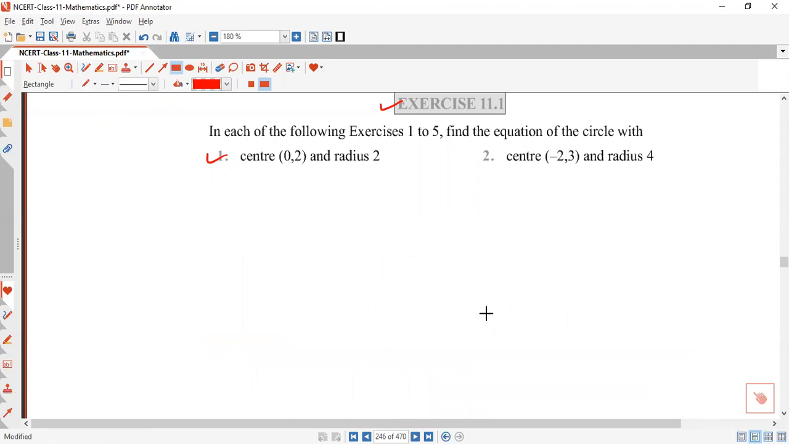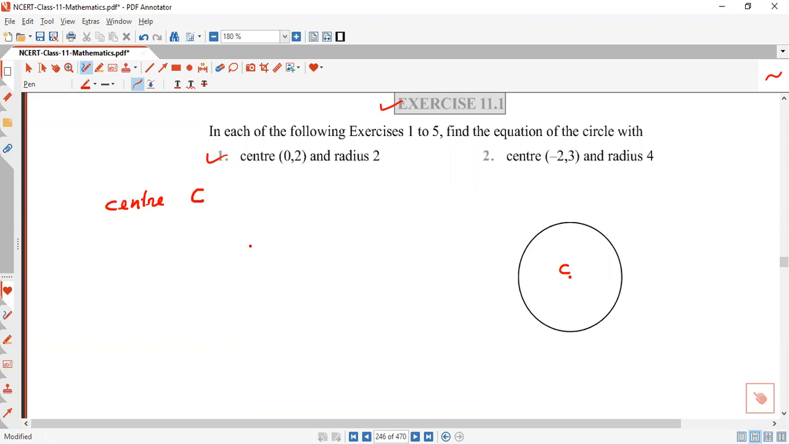In this question number 1, you know what a circle is basically? I hope you know what a circle is. Let's see, this is a circle. Naturally there is a point, the midpoint, and we say this is the center C. We denote the center by capital C.